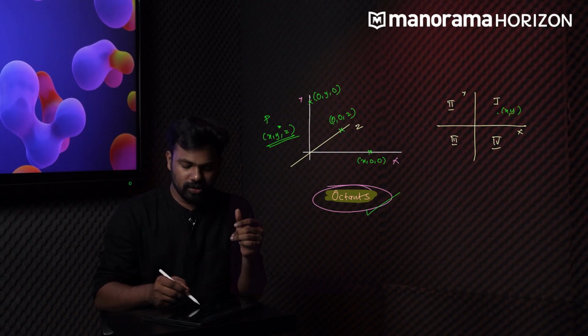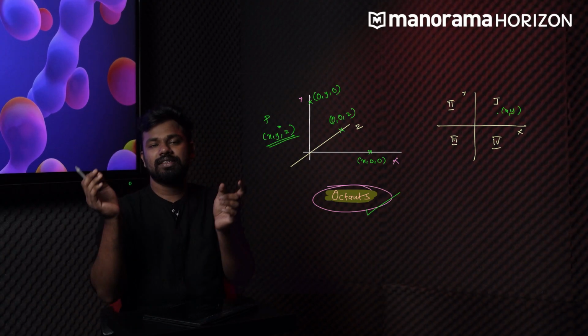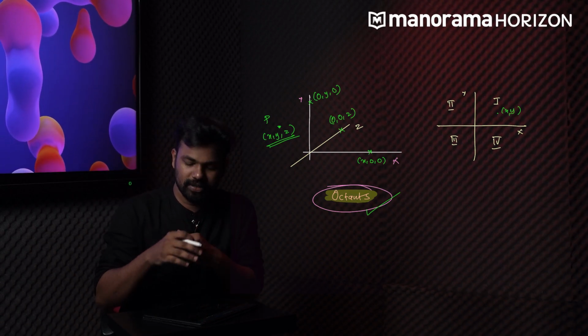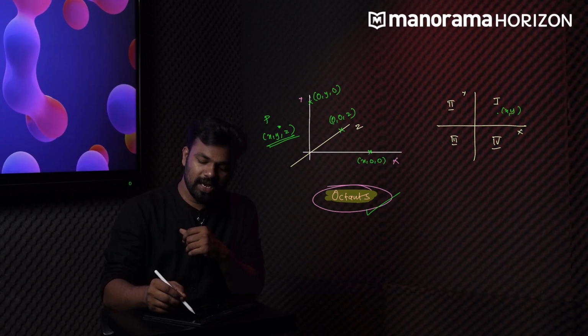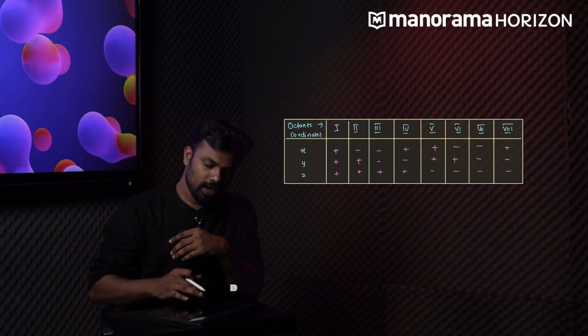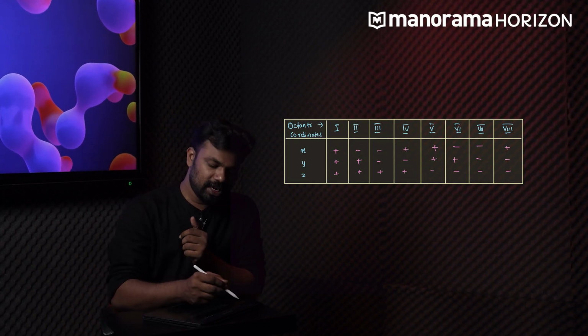Clear? So, understood what an octant is? An octant is just a part into which the 3 axes divide the whole space, 8 equal parts, and one such part is called an octant. Now there are different octants, like how we have 4 quadrants. Let's look at that. The octants and the coordinates I have denoted here, so please take a look at this.